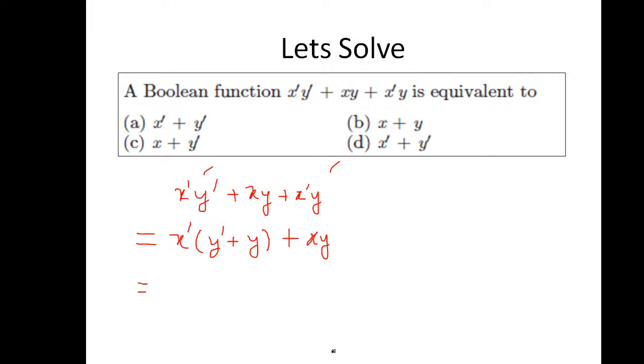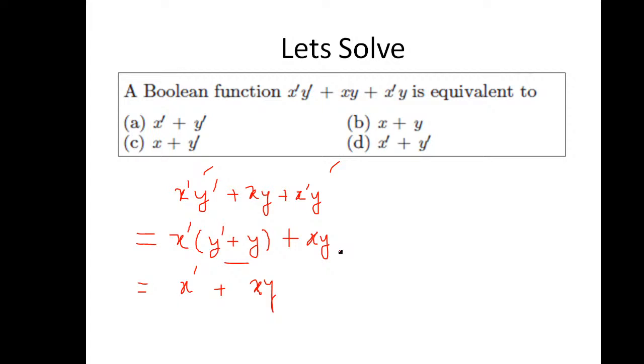Now you see this one, if you take common this one, so what are you getting? Y bar plus y. So y bar plus y will be 1, right? We know this formula: the variable with its complement will be 1, right? So you have this x bar and you have xy, right? You have xy.